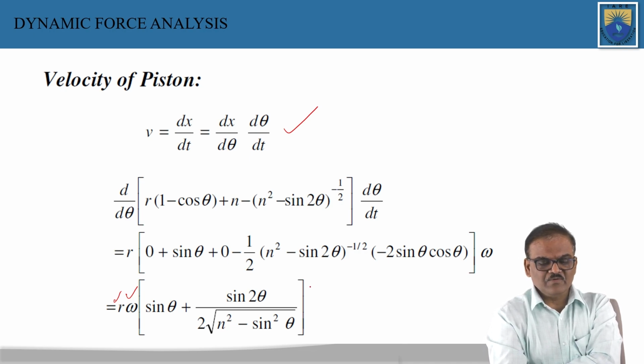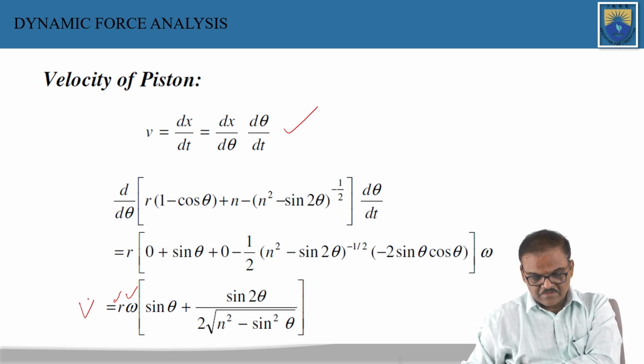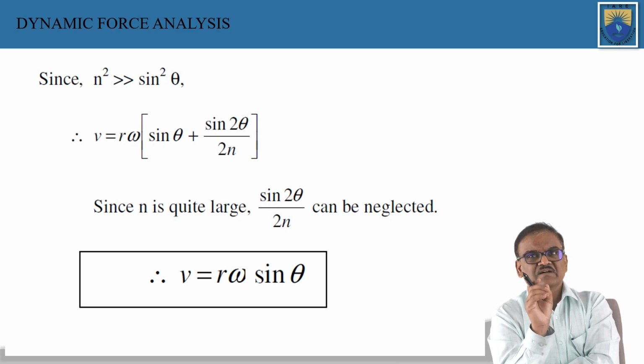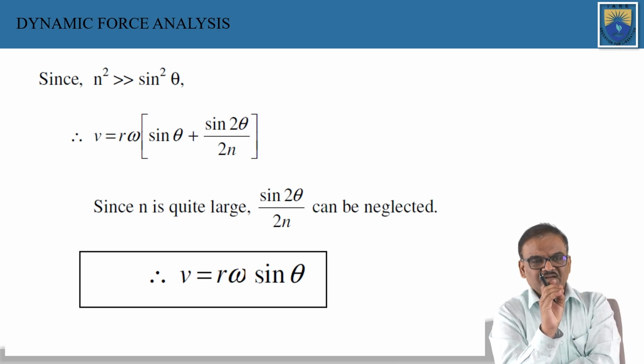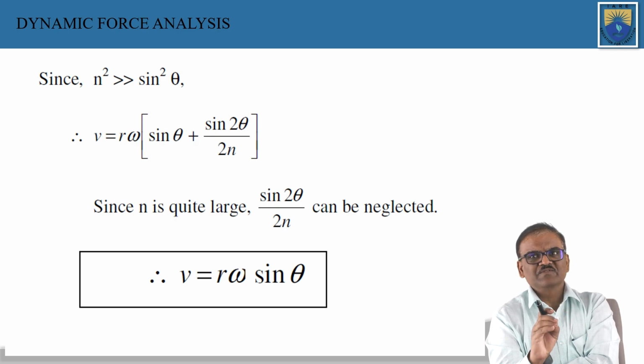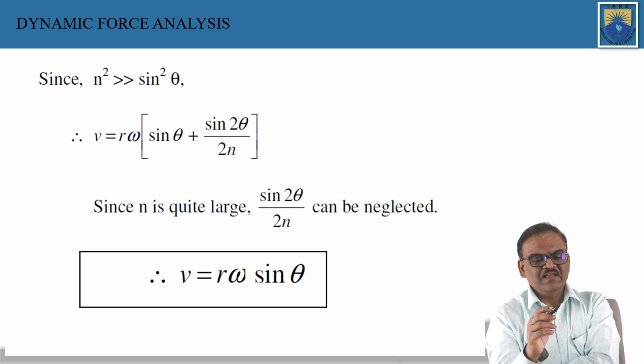This is going to be the velocity of the piston. Here also we will make a certain amount of approximation so that the formula becomes simple for anybody to adopt. n square is much, much greater than sine square theta.